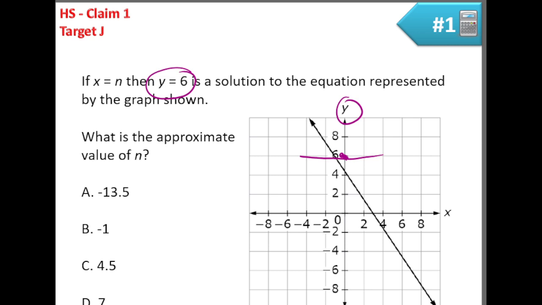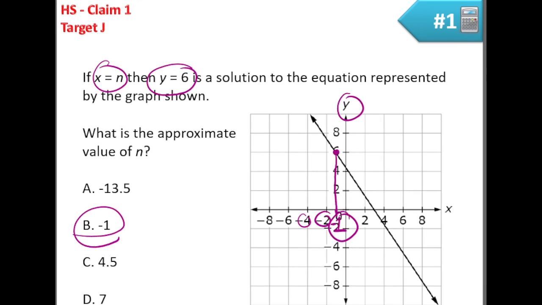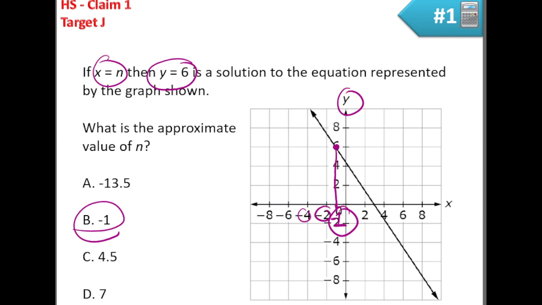So where is the graph touching? So where's the graph at y equals 6? So at y equals 6, which is right here on our graph, let's look for our x equals n. Let's look for the x value. Since these are counting by 2's, anything in the half region will be odd numbers. So if it's in between 0 and -2, it should be -1. So B. All right, that's it.